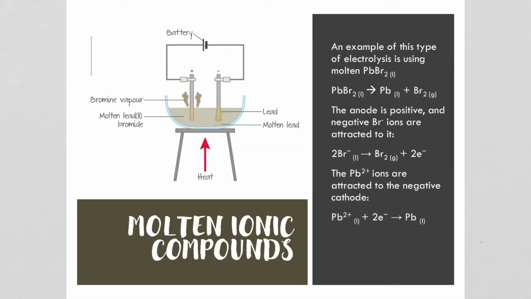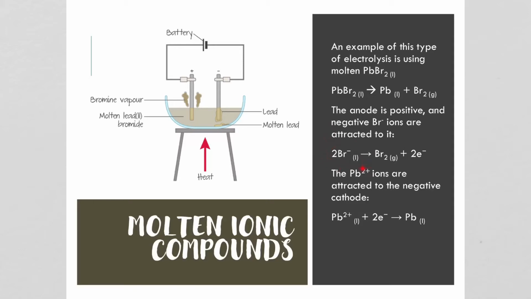When we look at molten ionic compounds, an example of this type of electrolysis is using molten lead(II) bromide. In this equation, the lead(II) bromide is splitting apart into lead and gaseous bromine. You can see the bromine vapor escaping here, and the lead is becoming liquefied. The anode is positive, so the negative bromide ions are going to accumulate here. And this is the reaction.